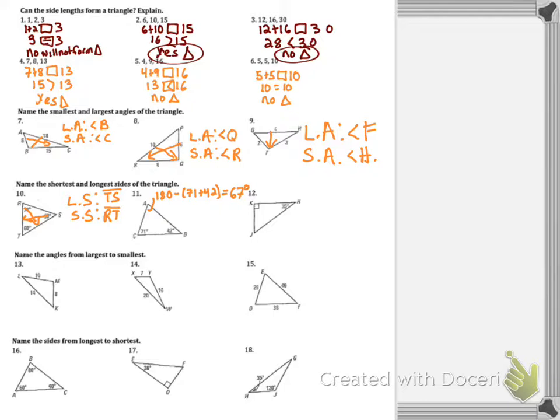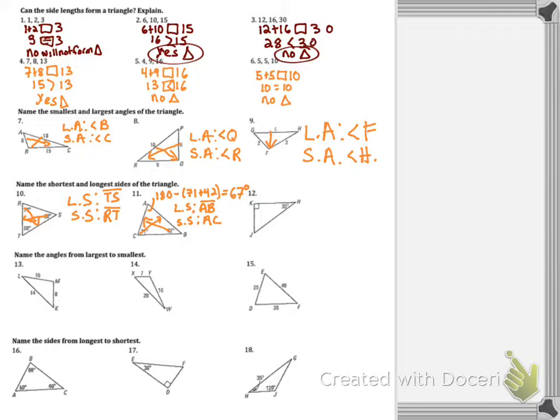So we see that really doesn't make any difference, because the longest side can be opposite the largest angle, which is AB. And then the shortest side is going to be across from that smallest angle, which will be AC.